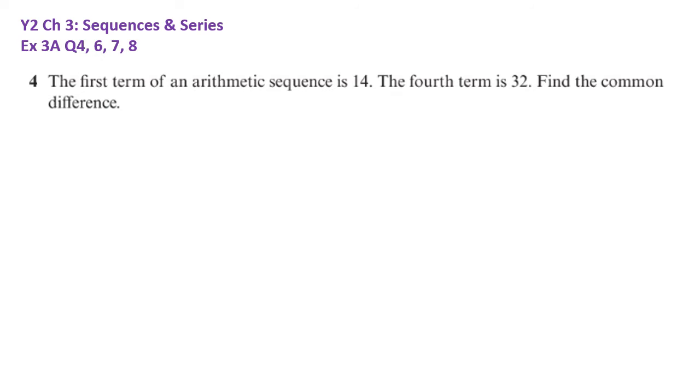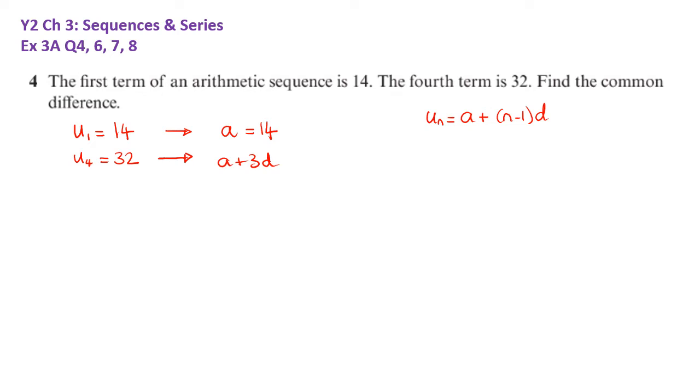In question 4, we're given this information for an arithmetic sequence. I would start by summarising that. So U1 is 14, U4 is 32, and I'd write down my nth term of the sequence. Un is a plus (n minus 1)d. So from our first term here, U1, my first term is a plus 0d, so just a. My first term is 14, and here my fourth term would be a plus 3d, which is 32.